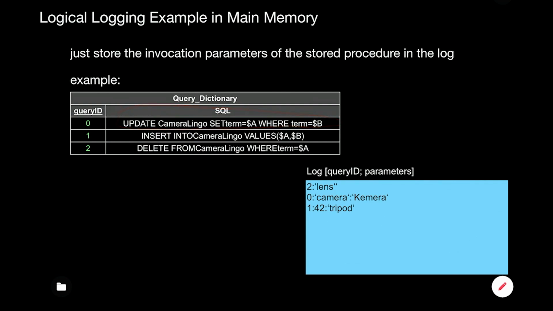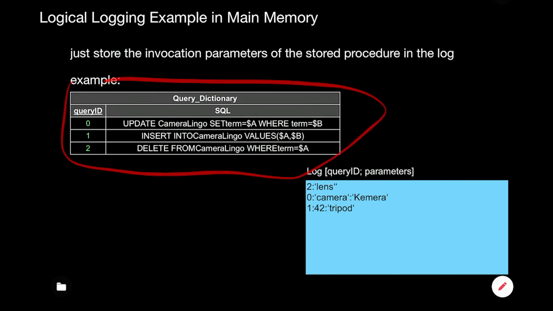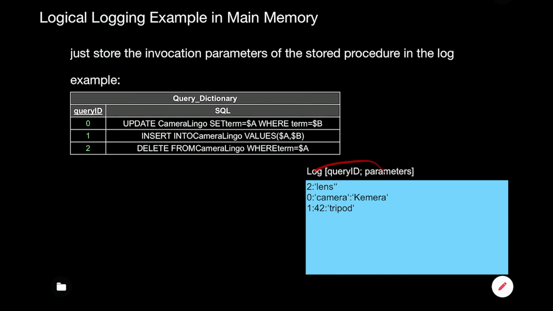And in the log, you just keep the ID of that specific query plus the invocation parameters. That's what you see here: 0 is the ID of the query, and those are the invocation parameters. That is super efficient, of course. You don't have to store much data. As long as you also keep the dictionary, when going through the log you join whatever is in the log with a query dictionary on the query ID, and then you can recover the database state. So that's a high-level form of logical logging.